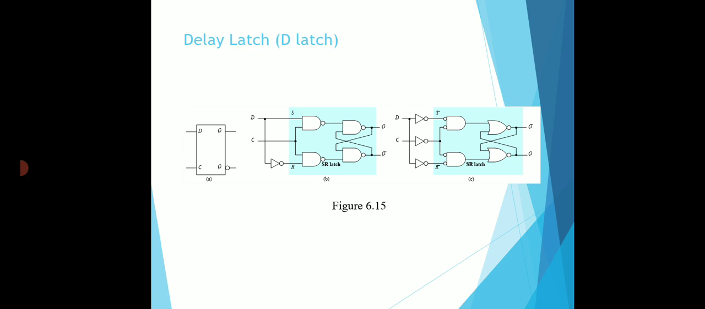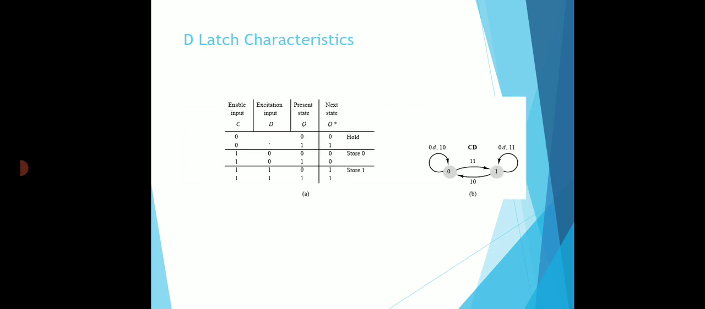And the delay latch: since we have these latches as memory elements in sequential circuits, the output cannot be directly applied to the input, so that there will be some delay changes. In those delay changes, it stays idle. And in the D latch characteristics, there will be a hold, store 0 and store 1 mode. If you give 0 0 or 0 1 as input, there will be store 0, and if you give 1 0 and 1 1, there will be a storage of 1.